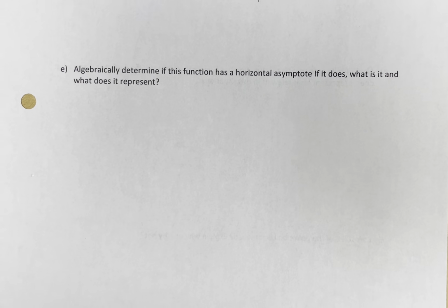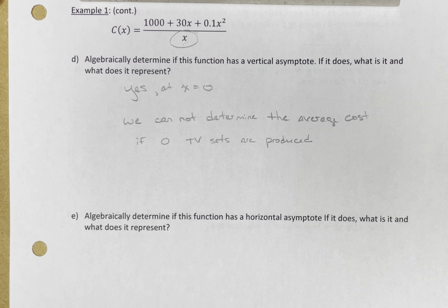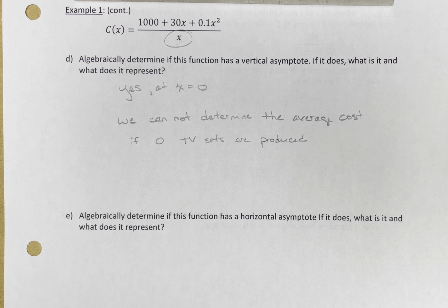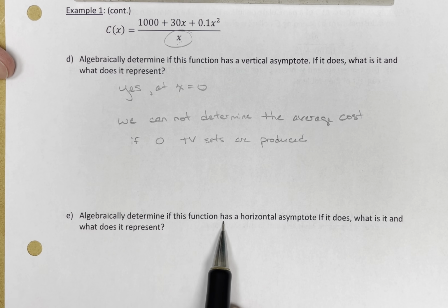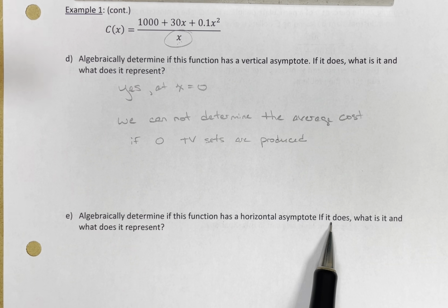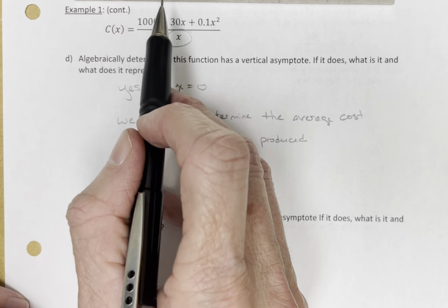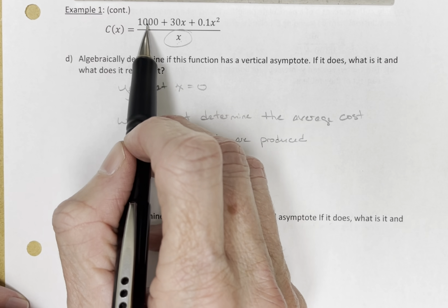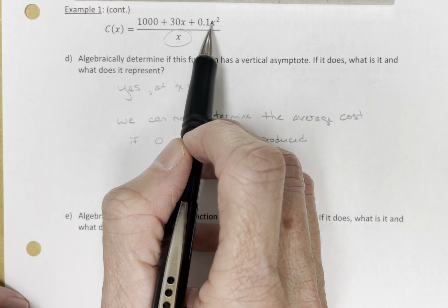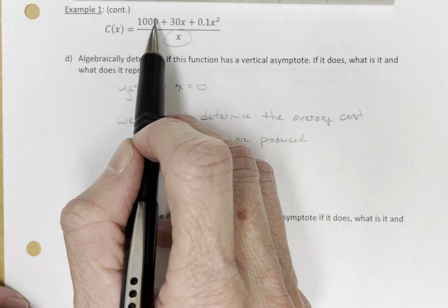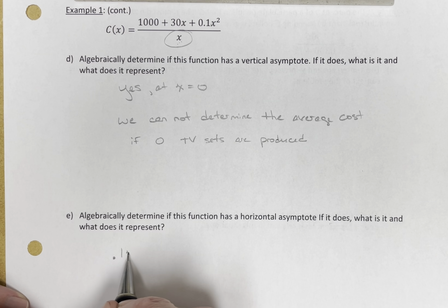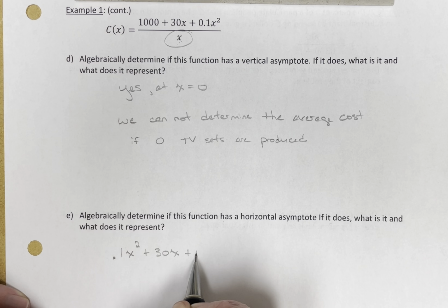Okay, let's do the last piece here, letter E in this case. And I'll leave the equation up there so we can take a look at it if we need it. Algebraically determine if this function has a horizontal asymptote. If it does, what is it and what does it represent? Well, we need to rewrite this one in its general form, which means the highest degree goes first, followed by this and then that. So 0.1x squared plus 30x plus 1,000. The denominator is just x.